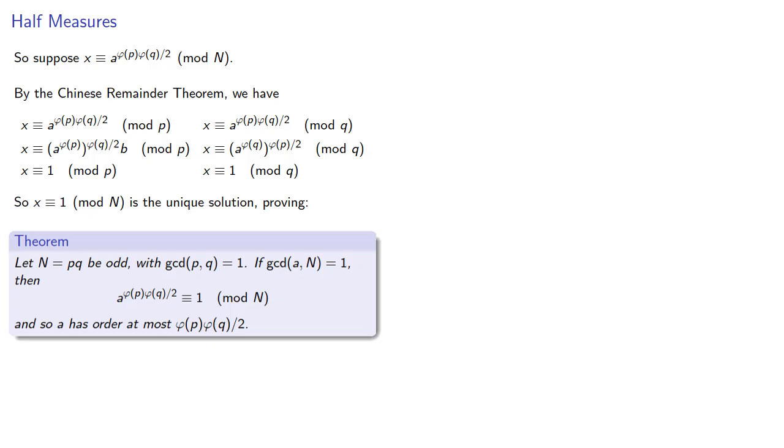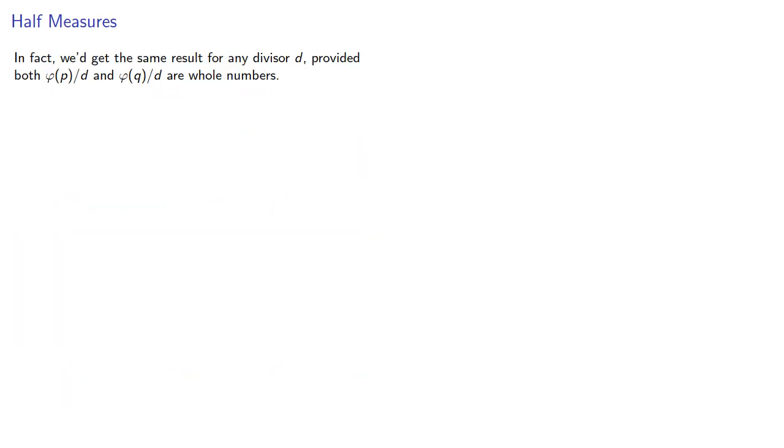Let n equal p times q be an odd number, where the greatest common divisor of the two factors is 1. If the greatest common divisor of a and n is also 1, then a to the power phi of p times phi of q divided by 2 is congruent to 1 mod n, and so a has order at most the product divided by 2. So the highest order any element can be mod 33 is going to be 10. In fact, we get the same result for any divisor d, provided that both phi of p divided by d and phi of q divided by d are whole numbers.